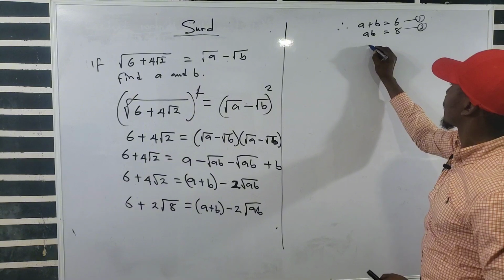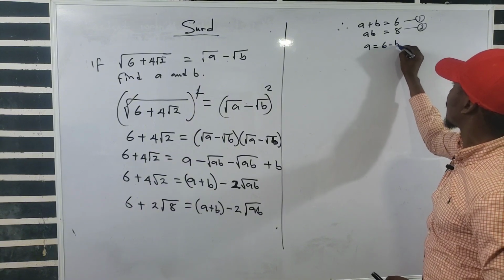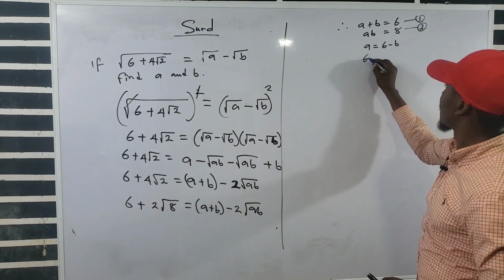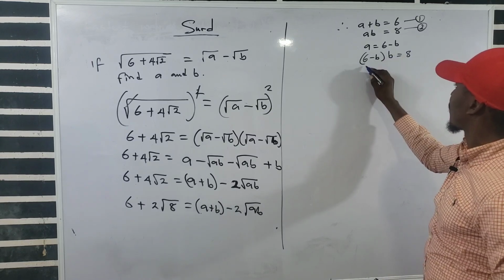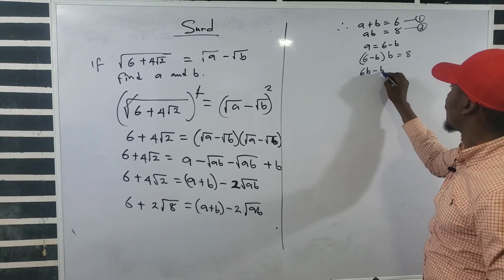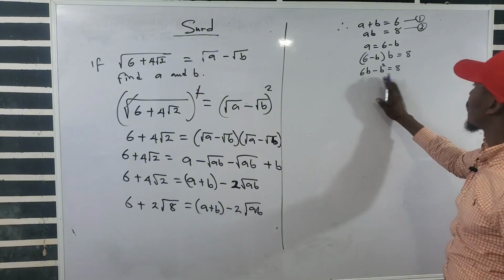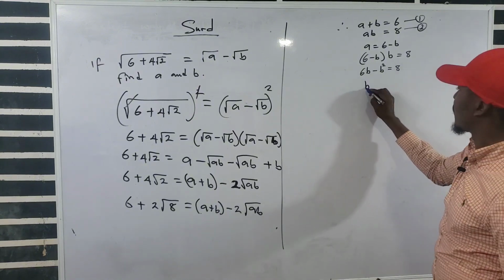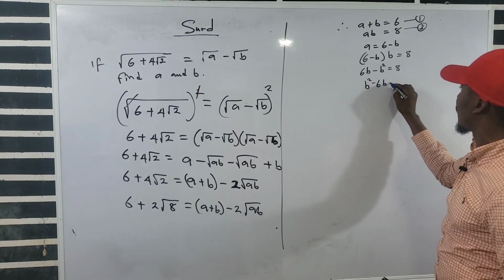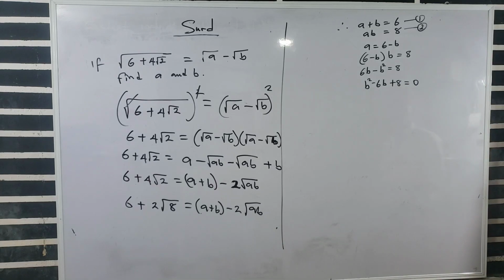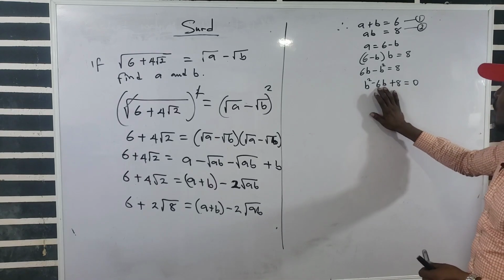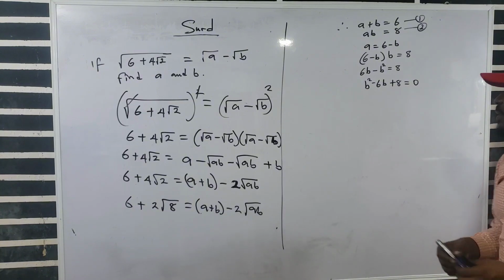So that will give us a equals 6 minus b. So put it here, you have 6 minus b into b equals 8. So that will give us 6b minus b squared equals 8. So bring everything here. You have b squared minus 6b plus 8 equals 0. So you can solve now. Two numbers that will multiply to give us 8, that will also give us this. That's minus 2 and minus 4.